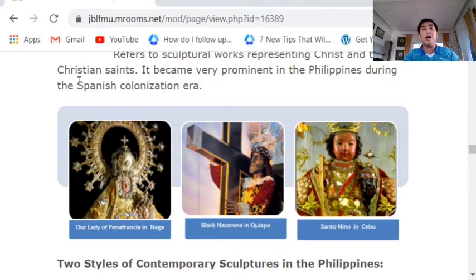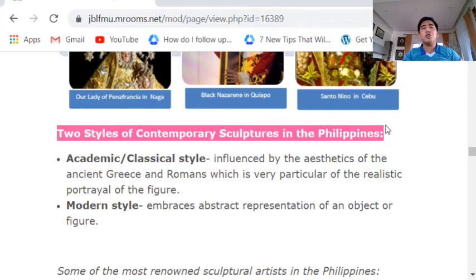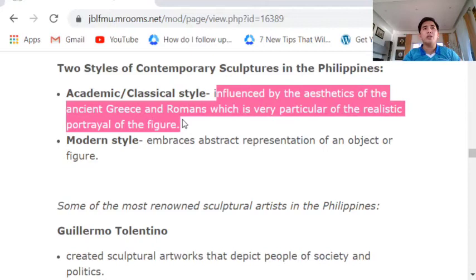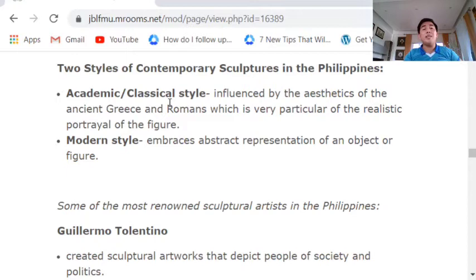Next, there are two styles of contemporary sculptures in the Philippines, right? So, first one is academic and classical style. It is influenced by the aesthetics of the ancient Greeks and Romans, which is very particular, or the realistic portrayal of the figure. Like the academic style in painting, whatever the appearance of the object is, that is what is sculpted. Whatever you look like, for example, they carve it. There is no other style.